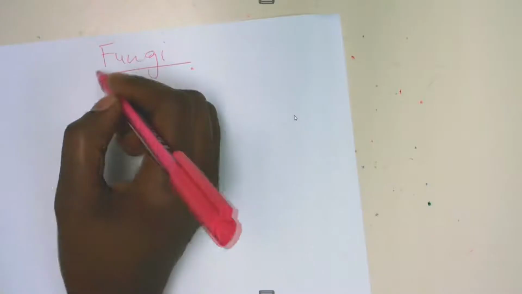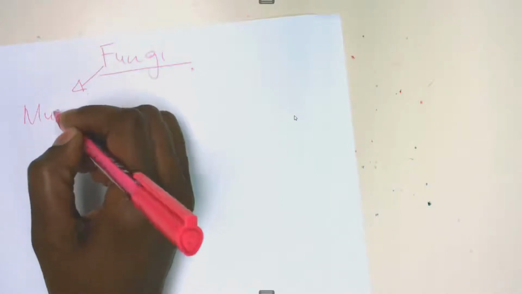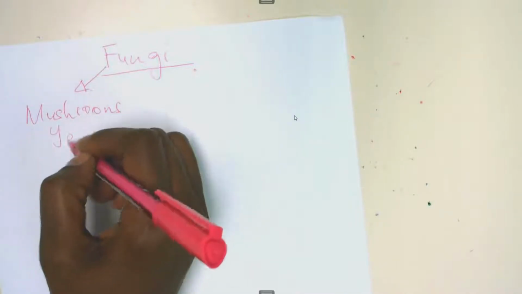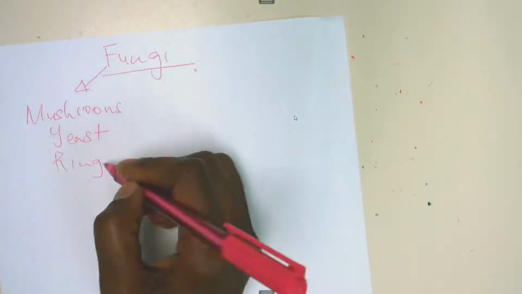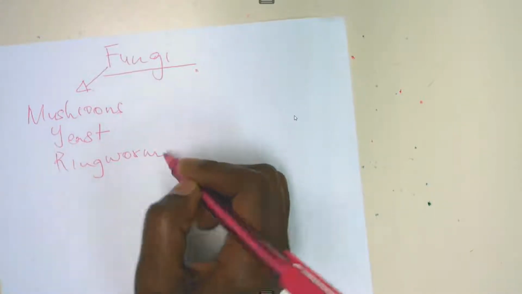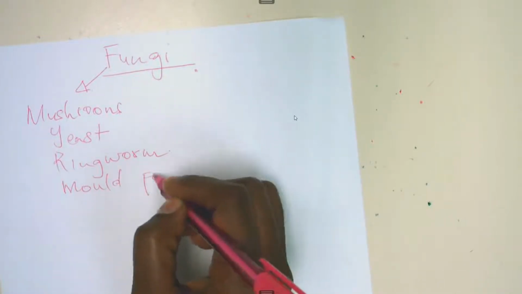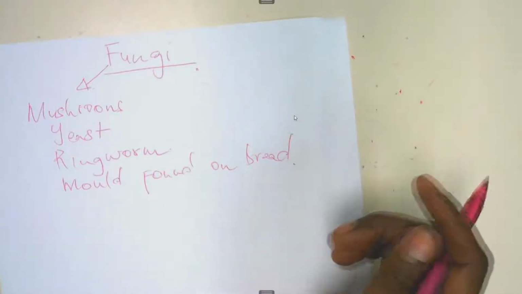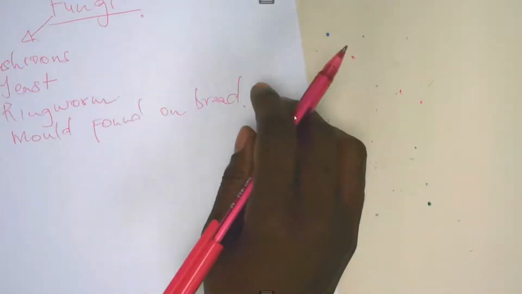Okay, and then let us look at examples of fungi. We have mushrooms, and then we also have yeast, and then ringworm, and then molds found on bread. Molds found on bread or cakes or fruits. And then these are all the examples of fungi.